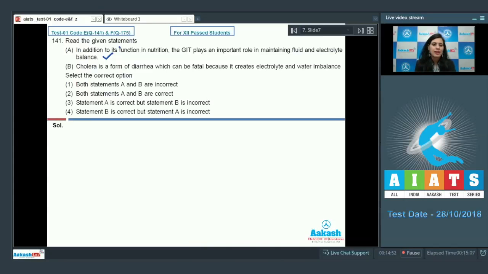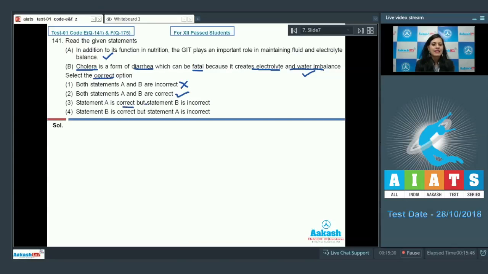The second statement given is, cholera is a form of diarrhea which can be fatal because it creates electrolyte and water imbalance. And this is a correct statement. Now select the correct option. The very first option is both statements A and B are incorrect. This is an incorrect option. Both statements A and B are correct. This is a correct option.